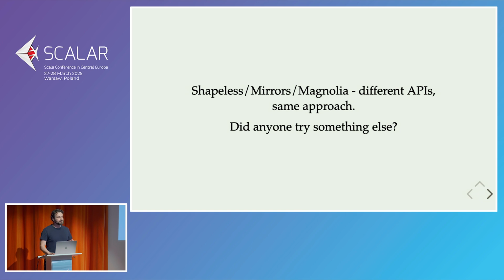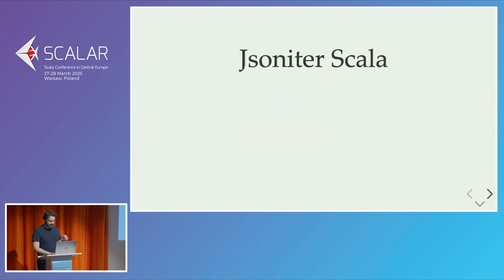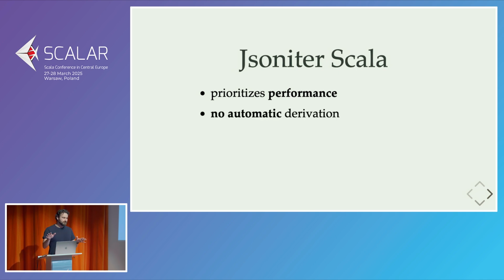Okay, so did someone else try something other than shapeless, mirrors, Magnolia? And if we are talking about JSON decoding, for starters, yes, someone did. jsoniter-scala. This is a library which is focused on performance, and it also has no automatic derivation.